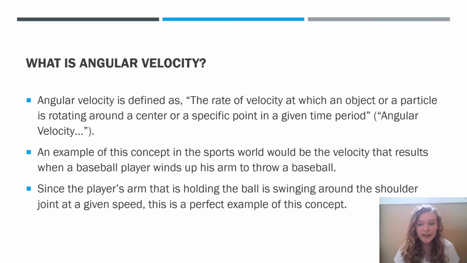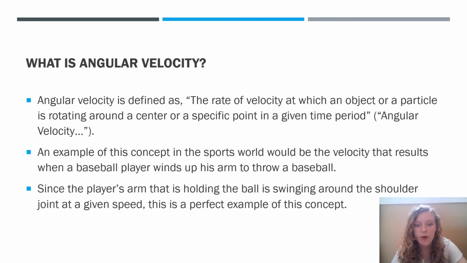So before we get into the more specific details, we want to define what angular velocity actually is. Angular velocity is defined as the rate of velocity at which an object or particle is rotating around a center or a specific point in a given time period.